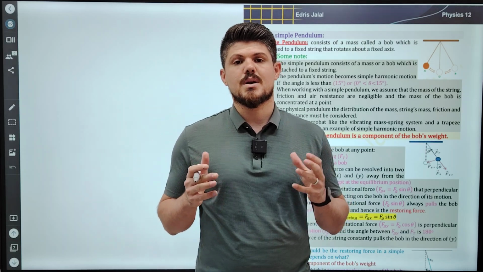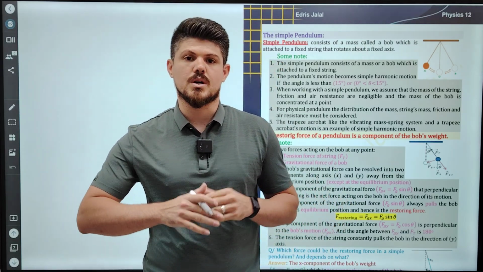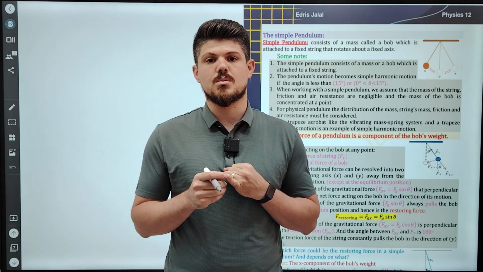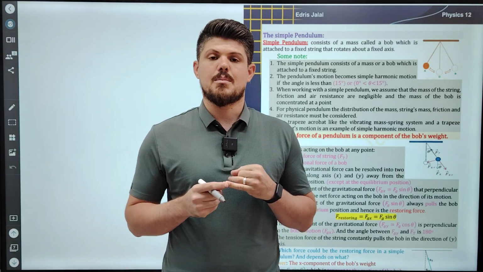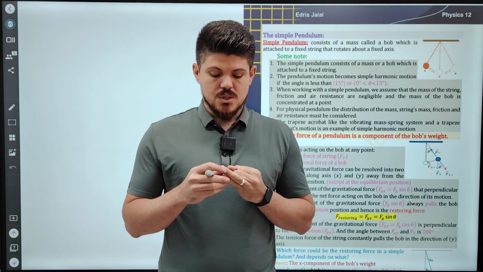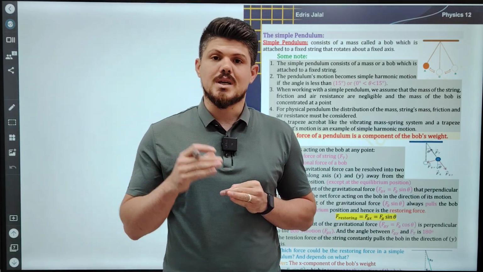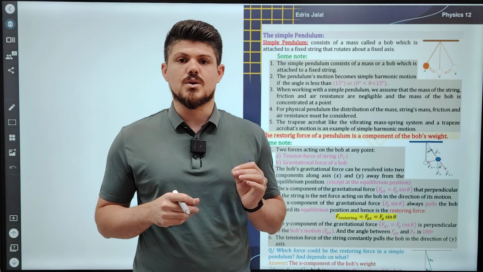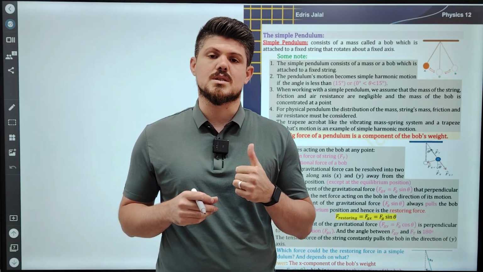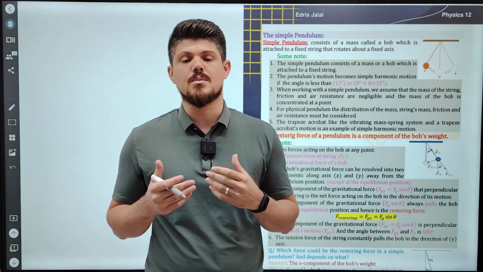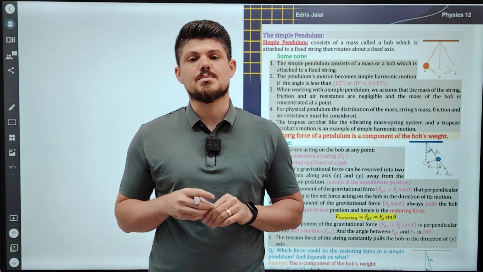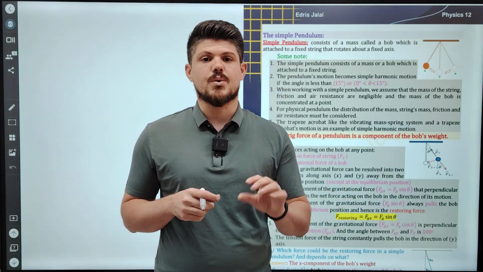For simple harmonic motion, we have some conditions. The first condition: it is a vibrational motion moving back and forth about an equilibrium position. The second condition is that it is on a straight path. The third condition is the restoring force in a simple harmonic motion, such as a mass spring or simple pendulum. The restoring force should be directly proportional to the displacement, but in the opposite direction.